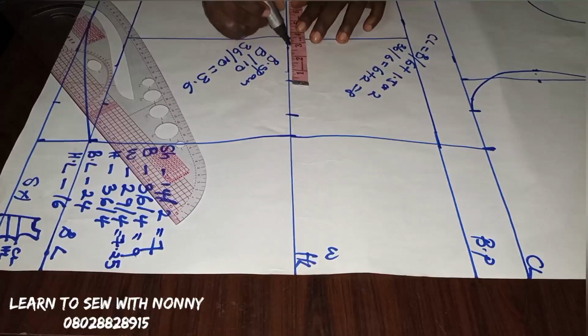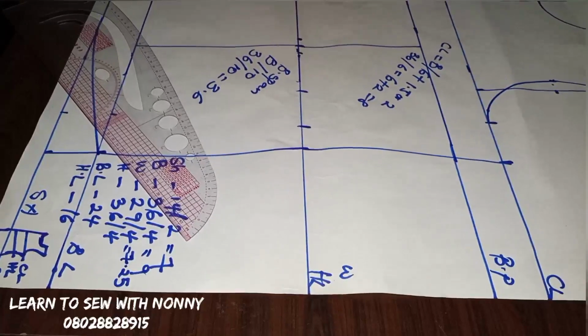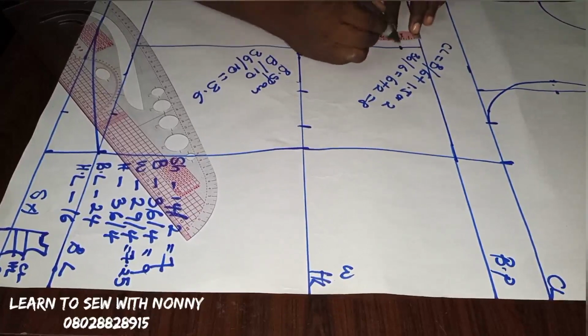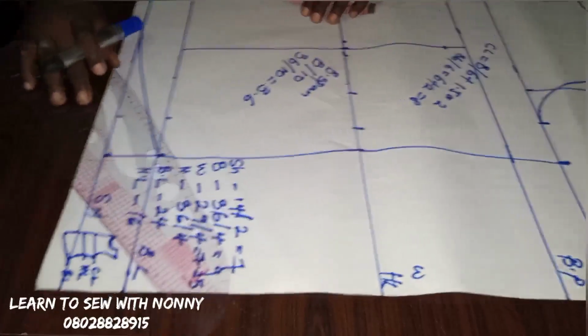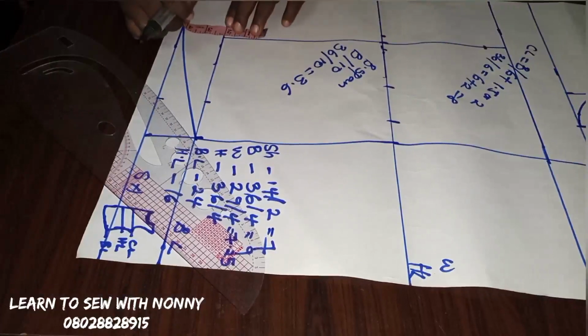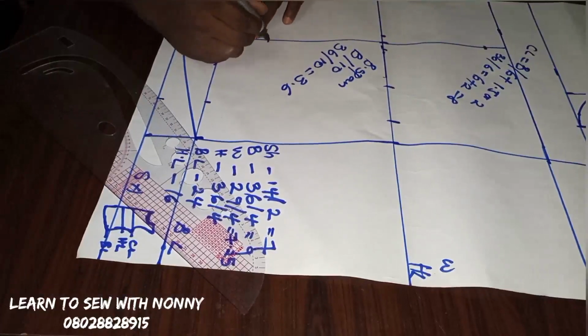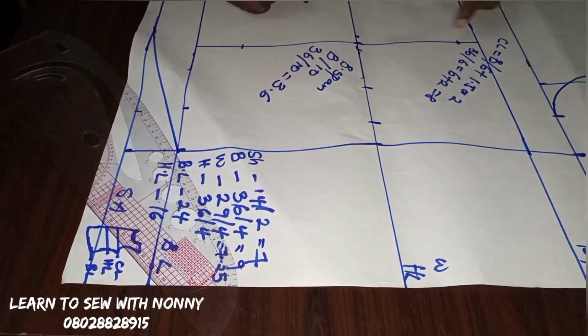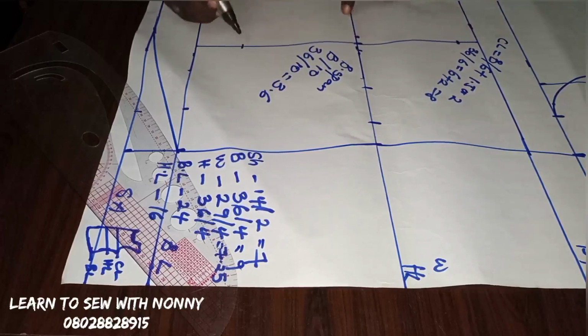Now, remember when we are drafting, we added 1 inch as that allowance. I'm going to share that 1 inch on both sides of this your bust span line. So that's why I have half inch on both sides. Then on the bust point, I'll come down by 1 inch. Then from the blouse length, I'll go up by 2 inches. Please note these things. From the bust point, you come down by 1 inch. From the blouse length, you go up by 2 inches.